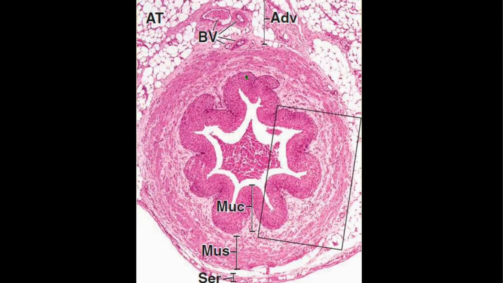If we focus more on this diagram, as you can see, it is a low power orientation micrograph, and this wall of the ureter consists of the mucosa, which is shown over here, and the thickening of the mucosa extends from here to here, an outer muscularis layer that is shown over here, then an adventitia which is shown in the upper region.